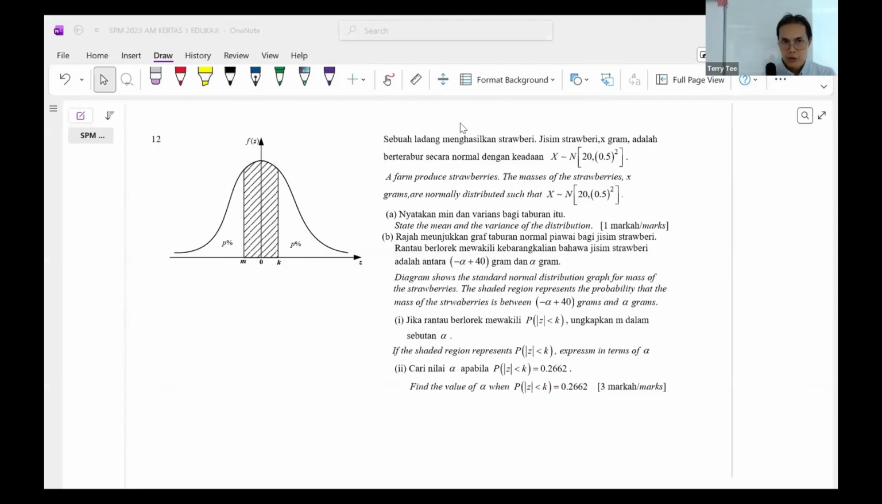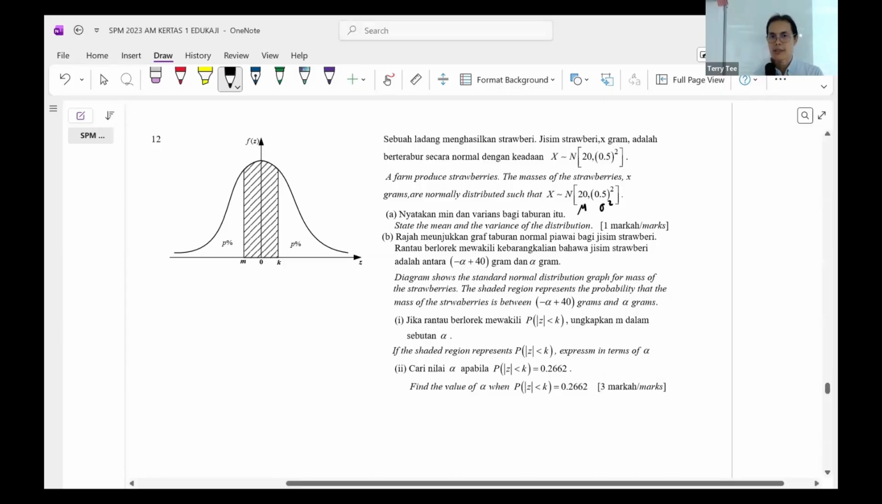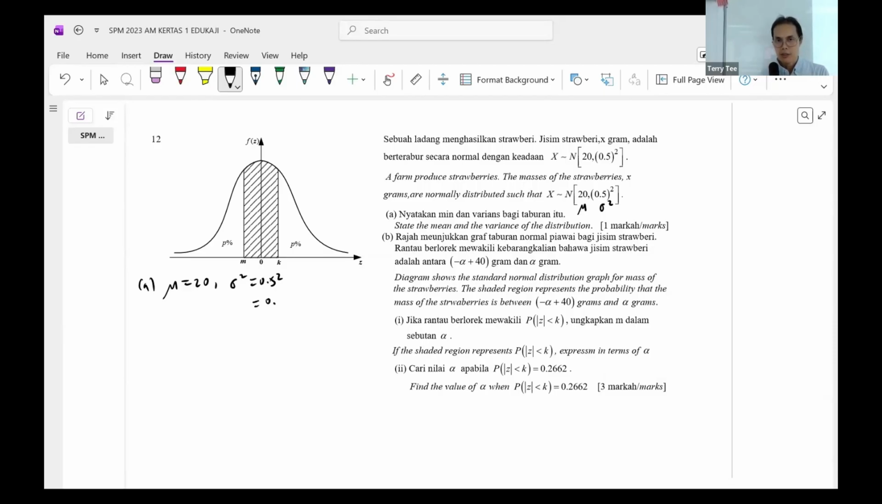This is probability distribution from chapter 5. Okay, so a farm produces strawberry. The mass of strawberry are normally distributed given by this. Remember this is your mean, this is your variance. So first part, very simple. State the mean and variance. This is 3 marks. What's your mean? Your mean is 20. What's your variance? Your variance is 0.5 square. You can write 0.25. Yeah, part A, we are done.